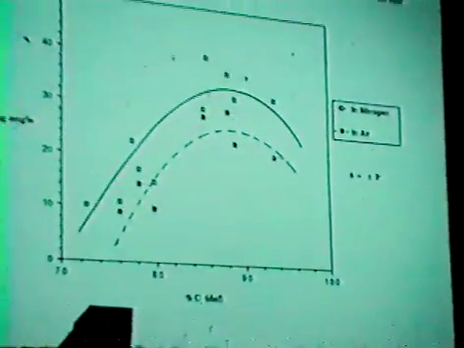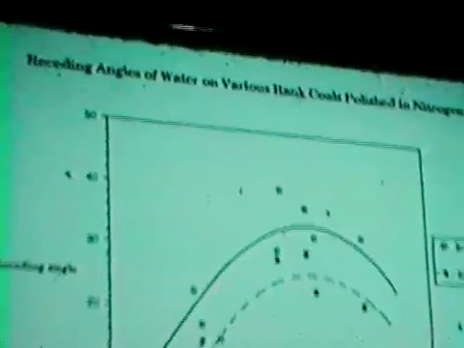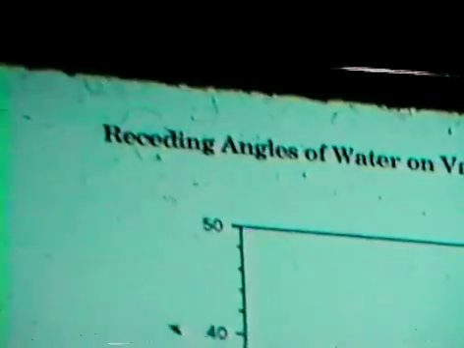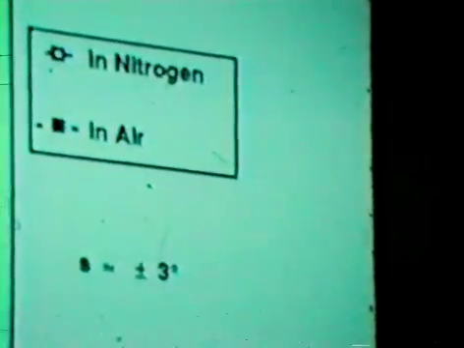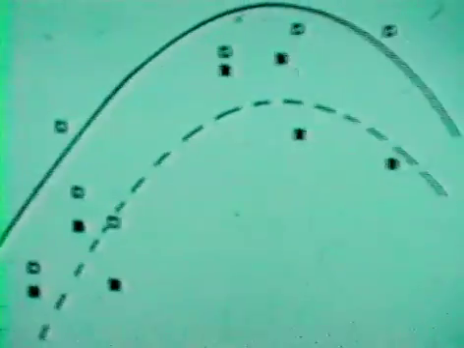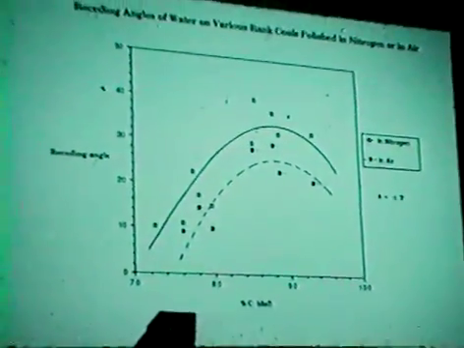This is the kind of state of affairs that existed up to a few years ago. This is for the contact angles of various ranks of coal that have been polished in nitrogen and air. The angle is plotted against the percent carbon in the coal. At the left are low-rank coals such as lignite. At the right are the anthracite coals, and there is a fairly strong peak in the region of the bituminous coals.